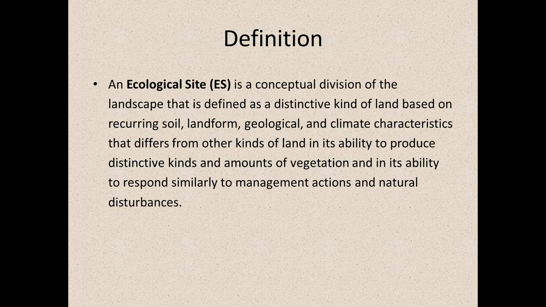So the first definition is, what is an ecological site? It is a conceptual division of the landscape that is defined as a distinctive kind of land based on recurring soil, landform, geological, and climate characteristics that differs from other kinds of land in its ability to produce distinctive kinds and amounts of vegetation, and in its ability to respond similarly to management actions and natural disturbances.